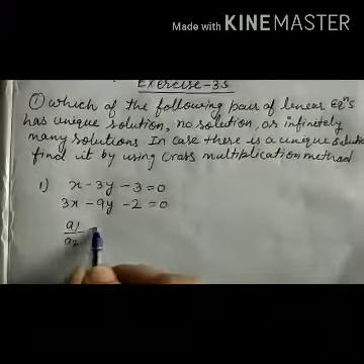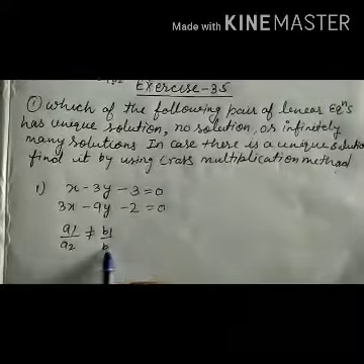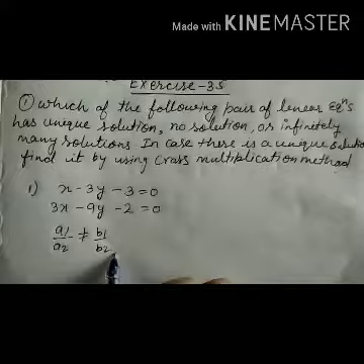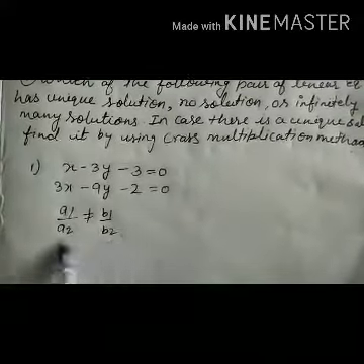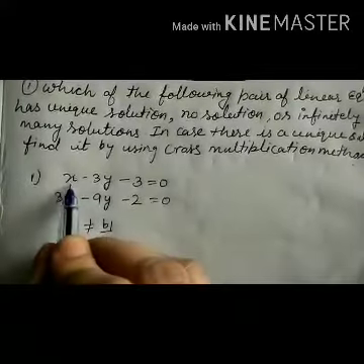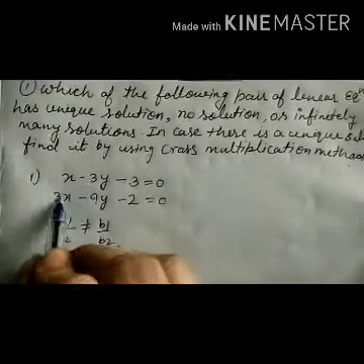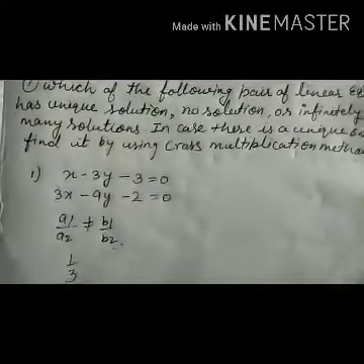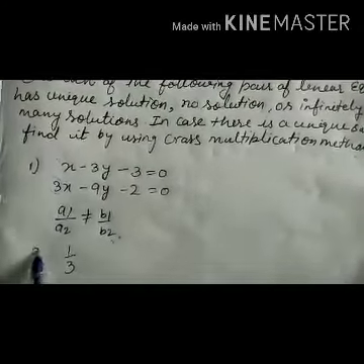If a1 upon a2 is not equal to b1 upon b2, this case, then there will be a unique solution. So for a1, a2, 1 upon 3: a1 here is 1 and a2 is 3. So 1 upon 3. This is a1 upon a2.